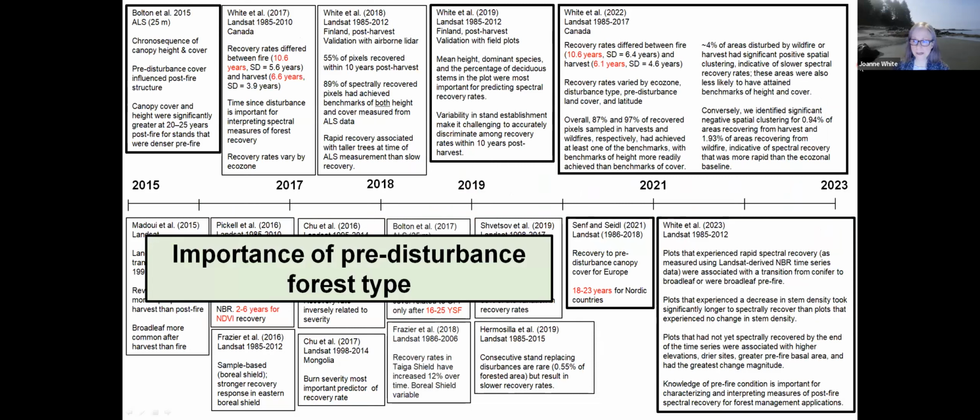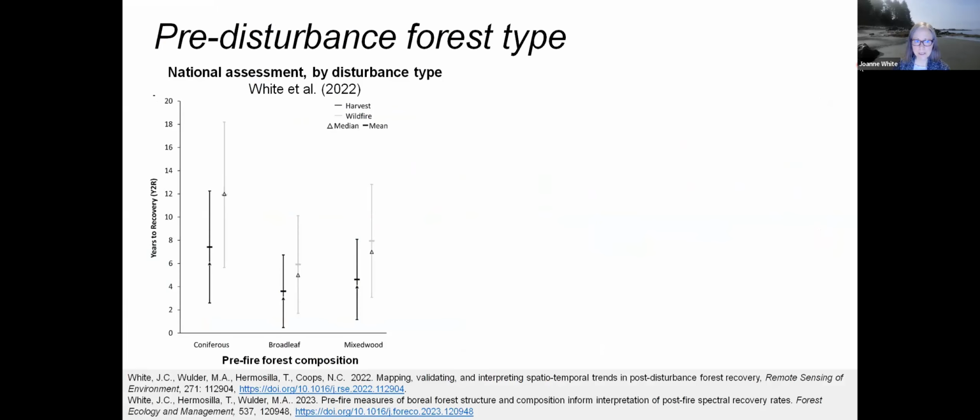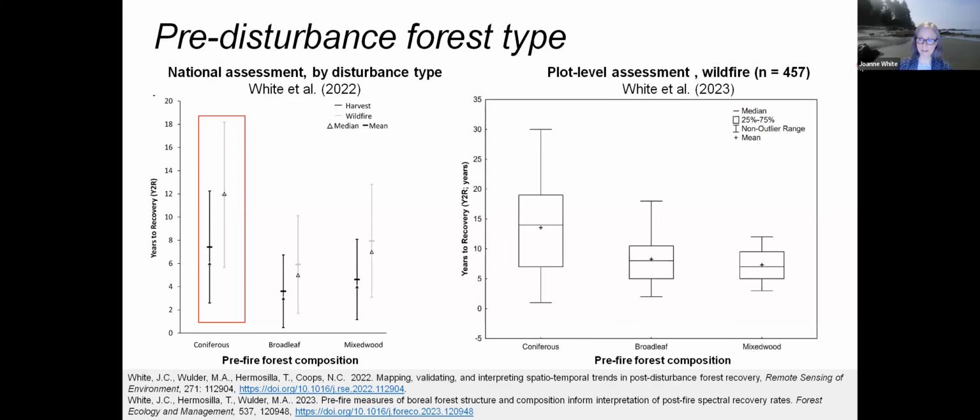Studies have also identified the importance of pre-disturbance forest type on recovery rates. So again, this is based on wall-to-wall assessment for Canadian forests. We see that areas that were coniferous pre-fire have much longer recovery times than areas that were broadleaf or mixedwood pre-fire. Now this aligns with what we'd expect with these forests, given how they regenerate and the different mechanisms that they use. But we also see that this difference is greater for areas that were impacted by wildfire than for areas impacted by harvest. And again, if we do the same assessment looking at plot data specifically, we see the same pattern. So plots that were dominated by coniferous species have longer recovery times than plots that were broadleaf or mixedwood.